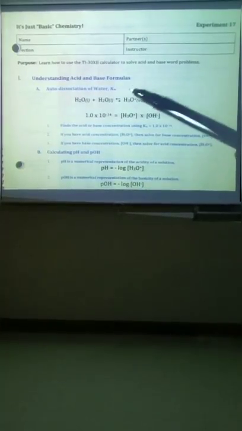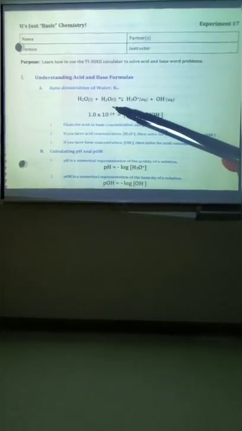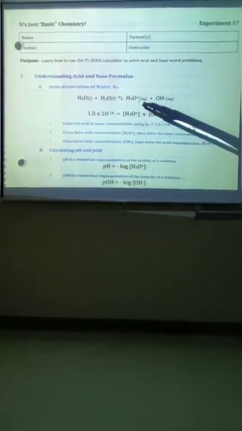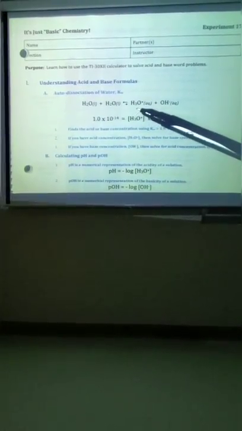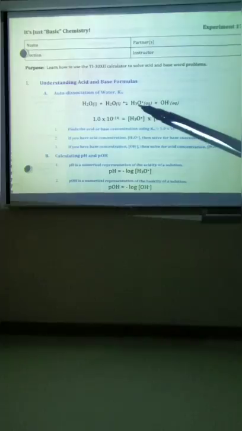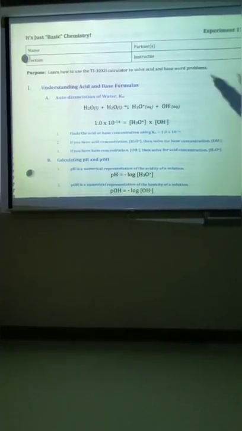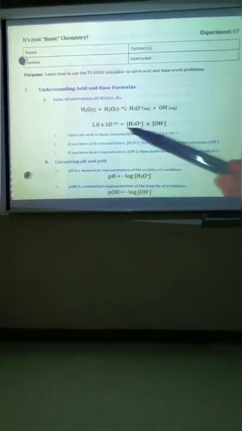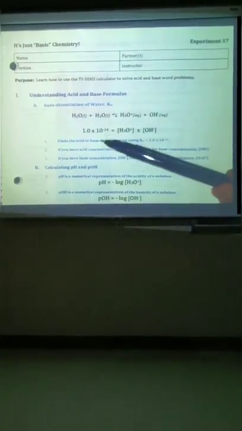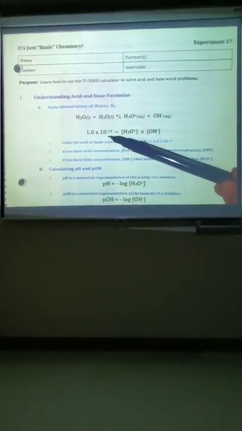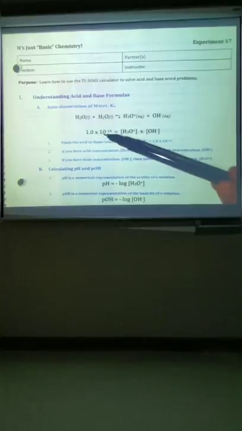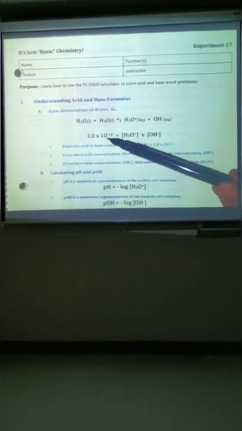What's unique about water in particular is it can react with itself to make ions. So water can be an acid and a base. It can be a hydrogen acceptor, make hydronium, can be a hydrogen donor, can make hydroxide. But when this happens, it happens equally, and that is equivalent to 1 times 10 to the negative 14. That's called Kw. That's the auto dissociation constant for water.